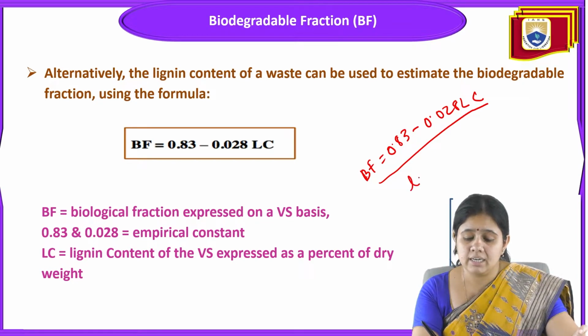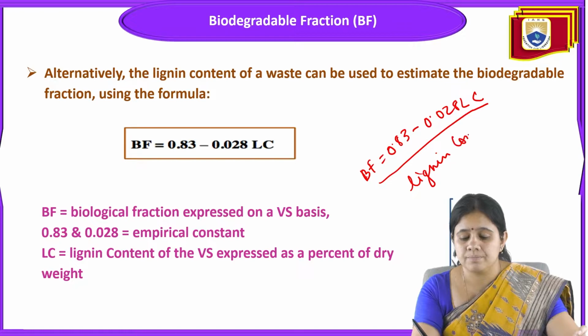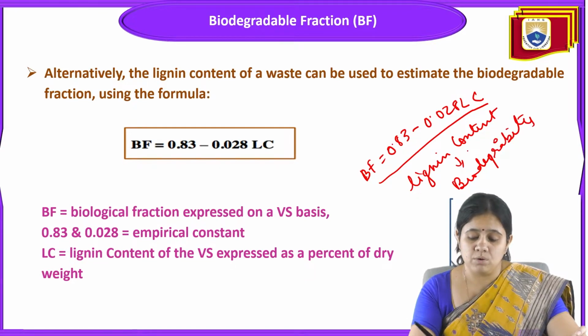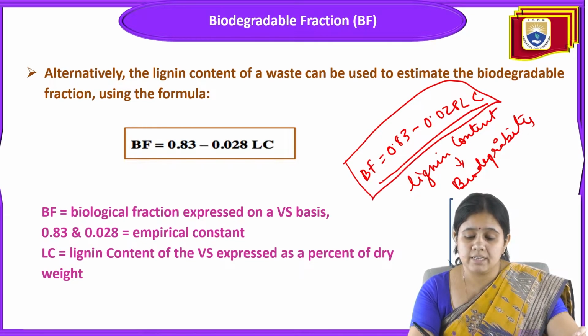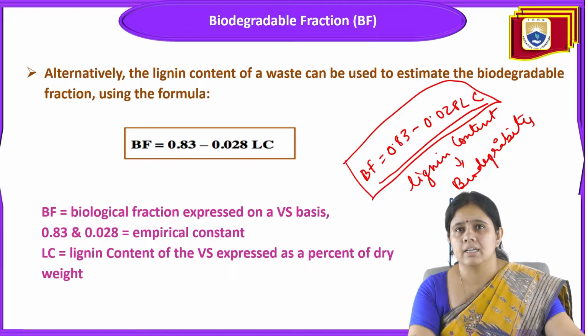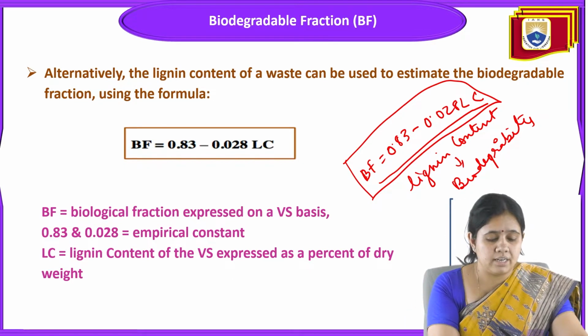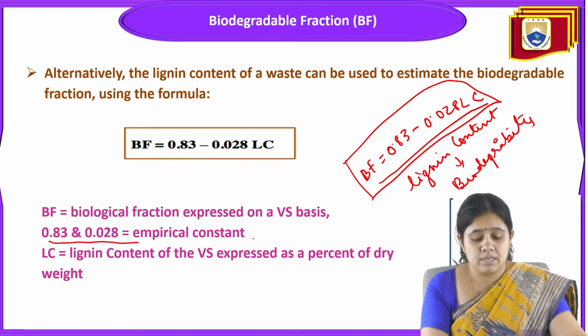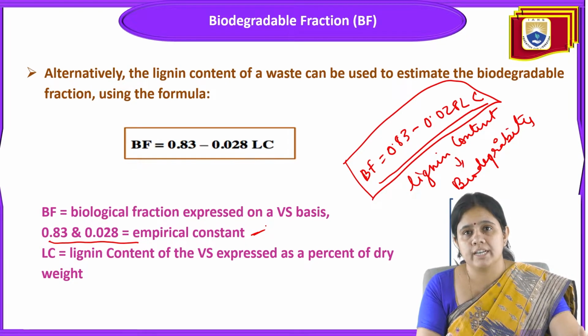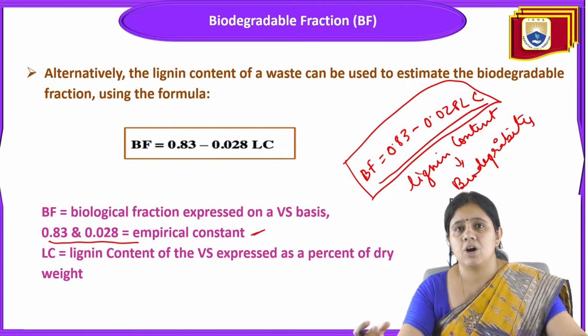So this lignin content is responsible for the biodegradability of the waste, and it can be studied by this formula: BF equals 0.83 minus 0.028 times lignin content. These are empirical constants, 0.83 and 0.028. This is expressed on the basis of volatile solid, and the lignin content of the volatile solid is expressed as a percentage of dry weight. How much lignin content is there in the dry weight is what determines the biodegradable fraction of the waste.